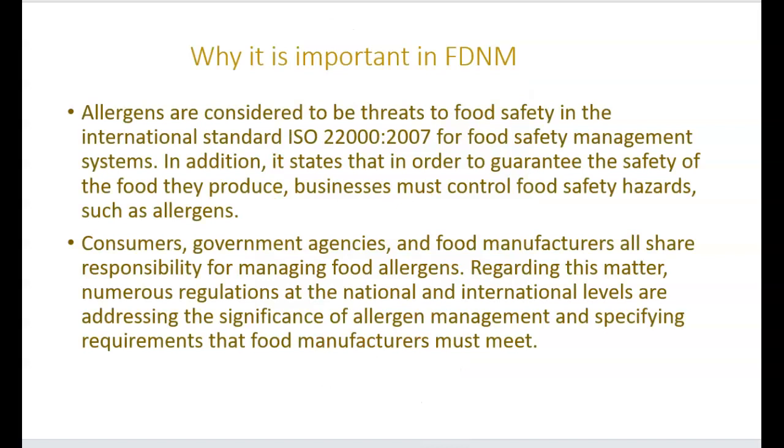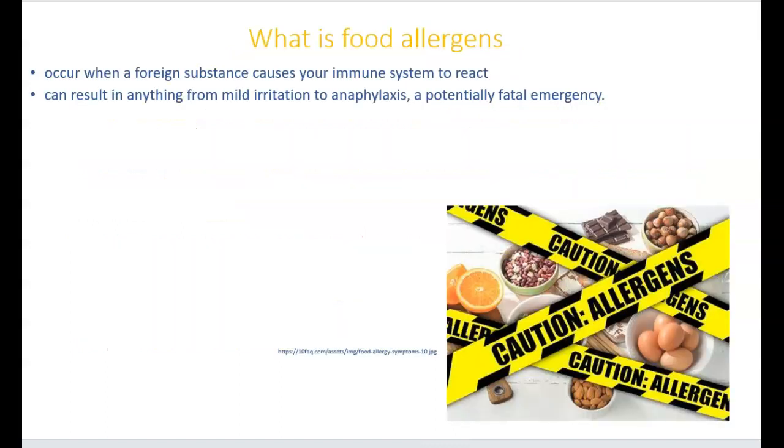First of all, why is it important in FDN? Food allergens are considered a threat to food safety in the international standard ISO for food safety management. In this, consumers, government agencies and food manufacturers all share responsibility for managing food allergens. Regarding this, various regulations at national and international levels address the significance of allergen management and specify requirements that food manufacturers must meet.